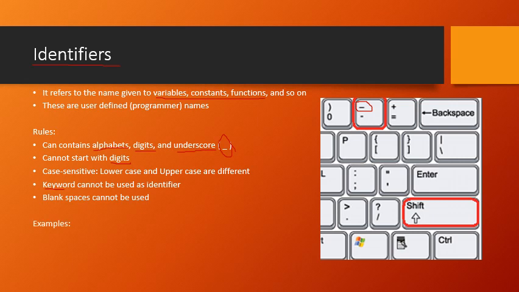Let us see certain examples here. So valid examples. Here I have written many examples separated by commas. The first one is n. Does this n adhere to all the rules? Let us check. Is n an alphabet? Yes, it is an alphabet, right? Is it starting with a digit? No, it is not. So well and good, it is valid.